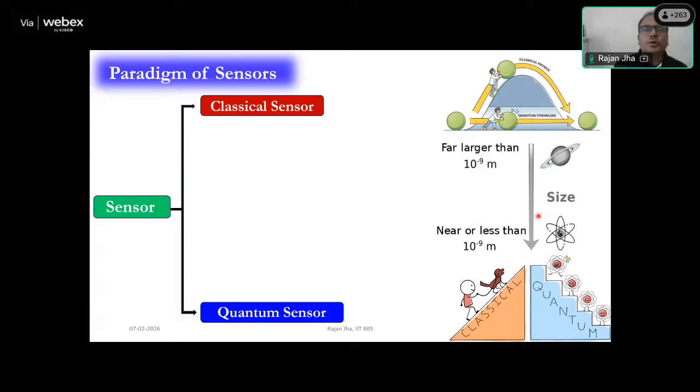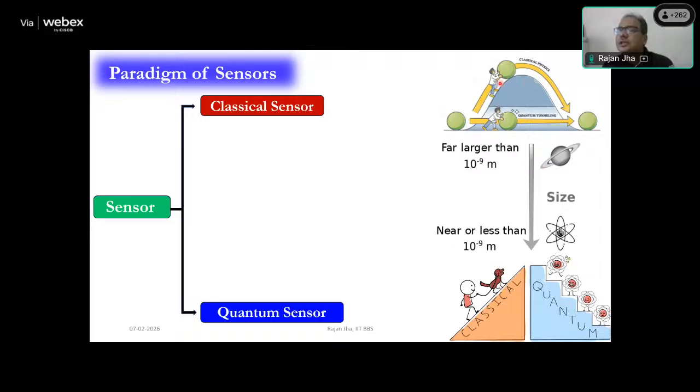So let's go to the two regimes of sensors: one is classical sensors, another is quantum sensors. See this diagram carefully. Just imagine a hill, and somebody wants to take a ball across it. He can't push the ball from this side to that side passing through the hill itself. He has to take the ball up, and then the ball will come down the other side.